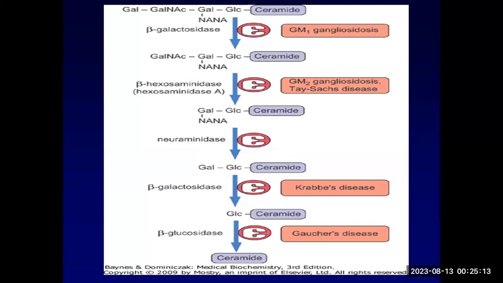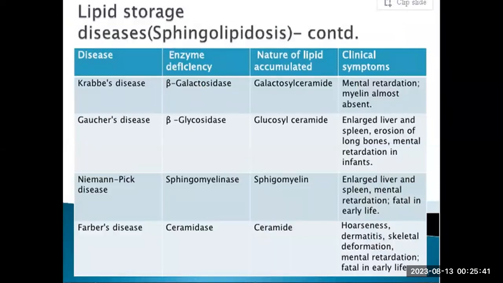And finally, if this enzyme is also present, then we have the glucosyl ceramide, which can be removed by the beta-glucosidase enzyme. And if this enzyme is absent, then the glucosyl ceramide, which is cerebroside, is accumulated, and the disease is Gaucher disease. This is the chart that shows you different types of lipid storage diseases.